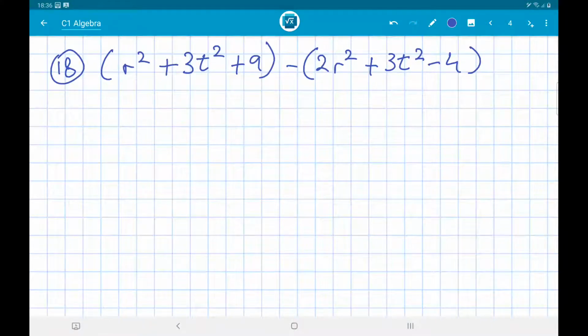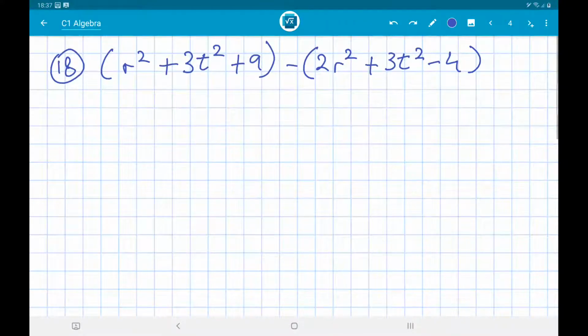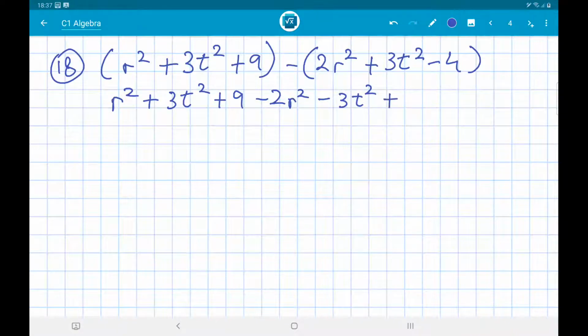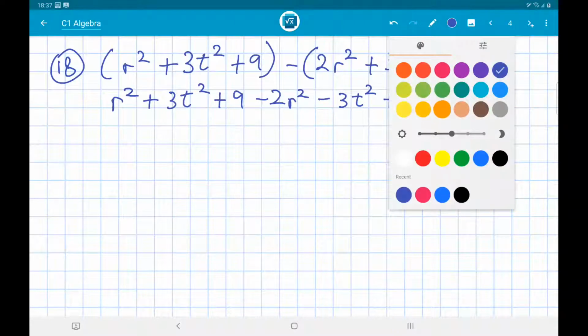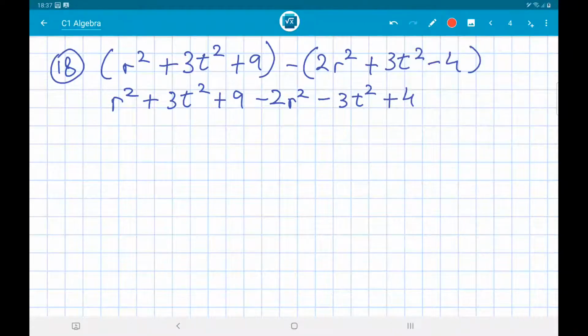Yeah, and then you can just sort of ignore the minus. I don't know why they have that in brackets, because that's literally multiplied by 1. And you basically just remove the brackets. So you get r squared plus 3t squared plus 9 minus 2r squared minus 3t squared and then plus 4. Okay, and I'm just going to do the marking technique over here. I don't know which color it was. It was probably that one.